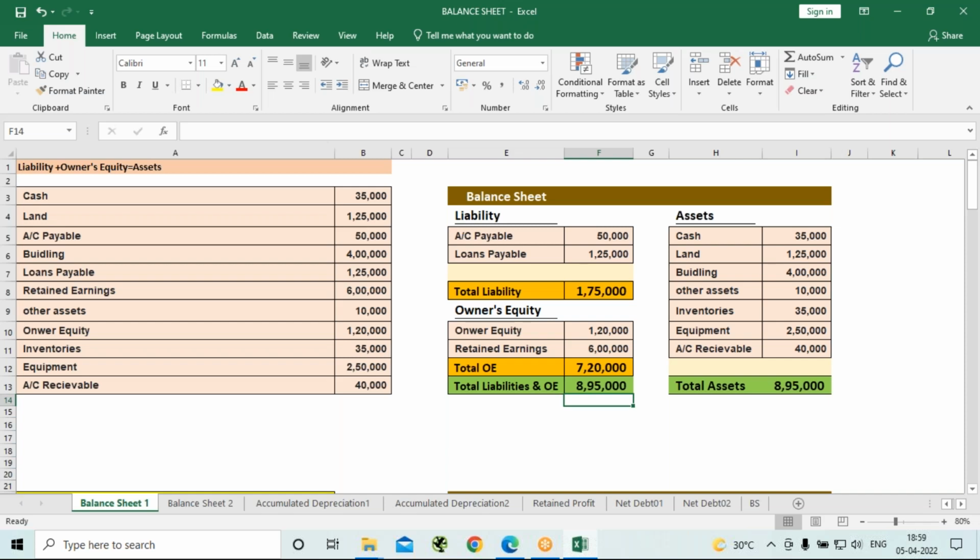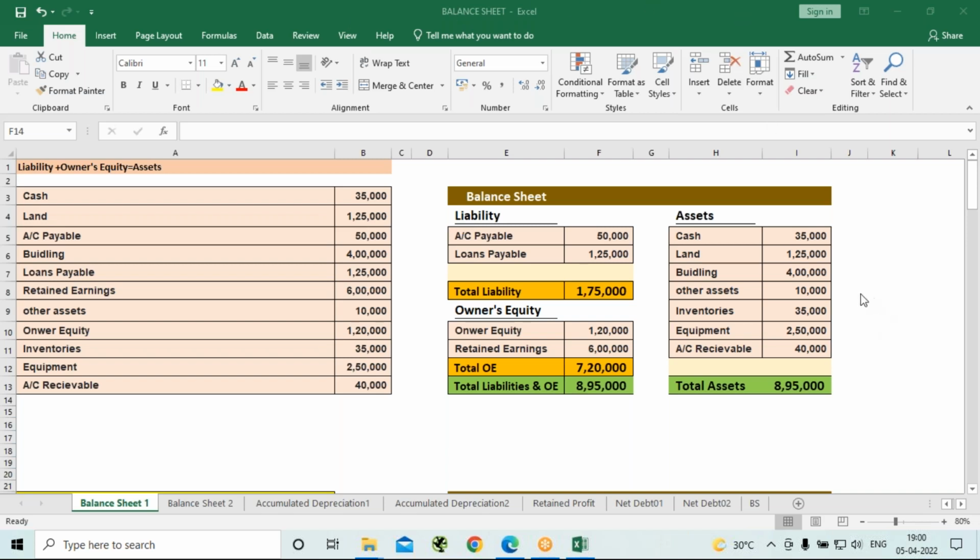Is everyone clear till here with the basic information or the basic format of the balance sheet? If you have understood, please type yes. Yes. So thank you for the response, Sanchana and Fatima.